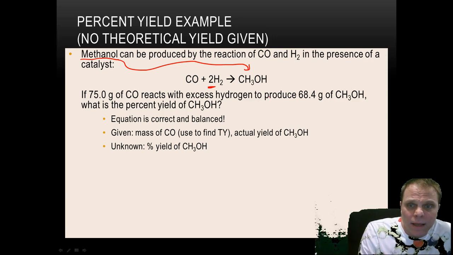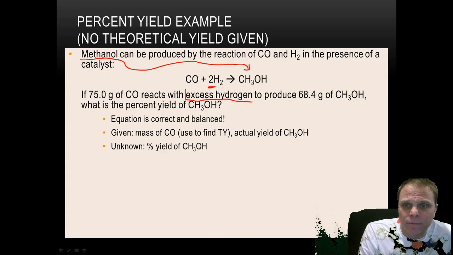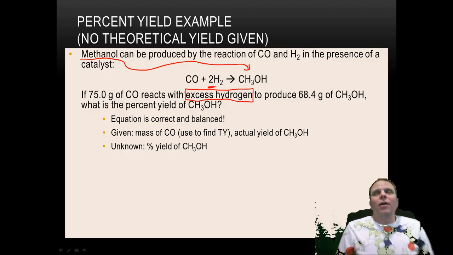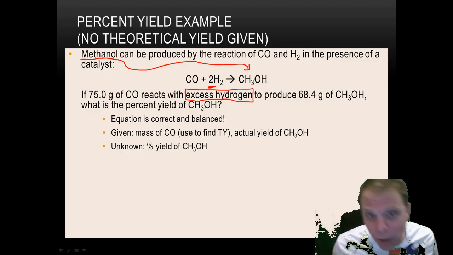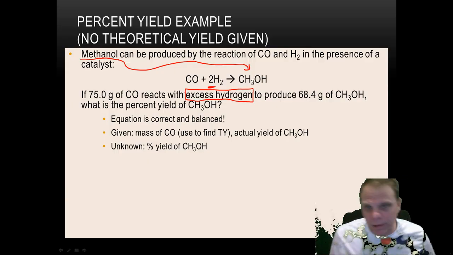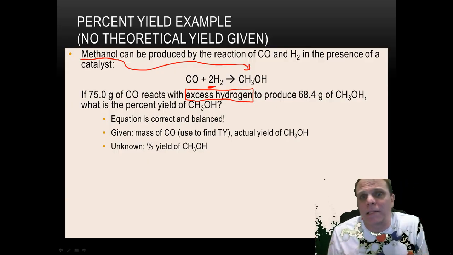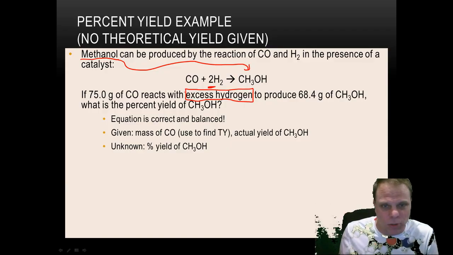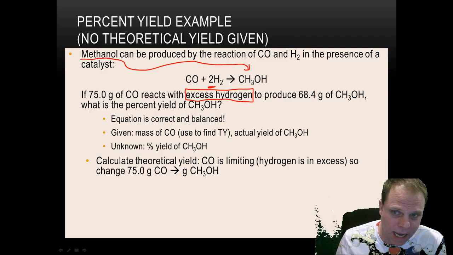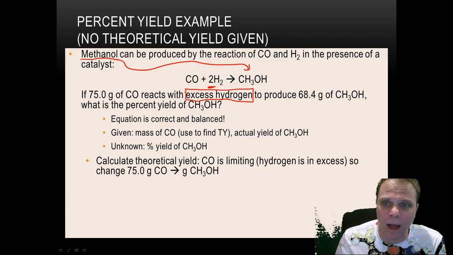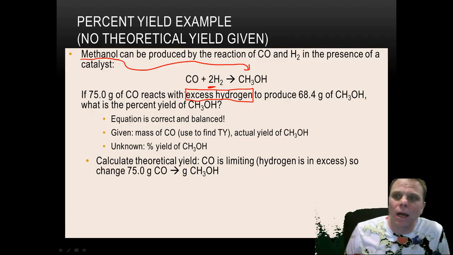Now, notice that there's a very key phrase here. First time we're having to really focus in on that phrase: excess hydrogen. Thank you. That means this is not a limiting reactant problem. You don't have to give me more than I need. So this is just a regular stoichiometry problem. I've got to go from 75 grams of carbon monoxide to my grams of methanol.